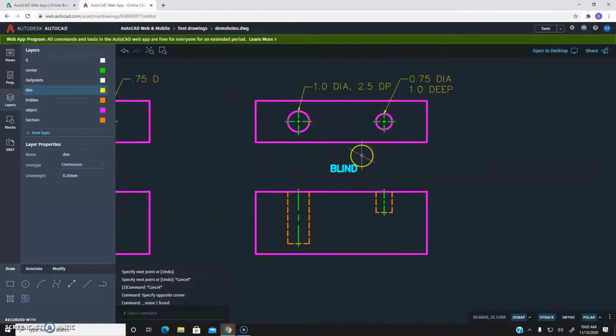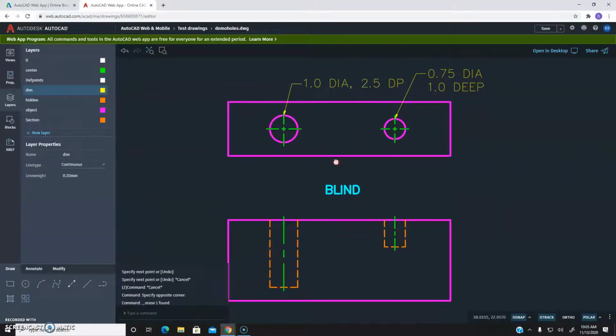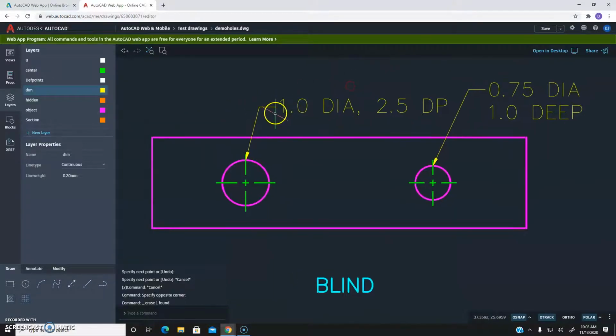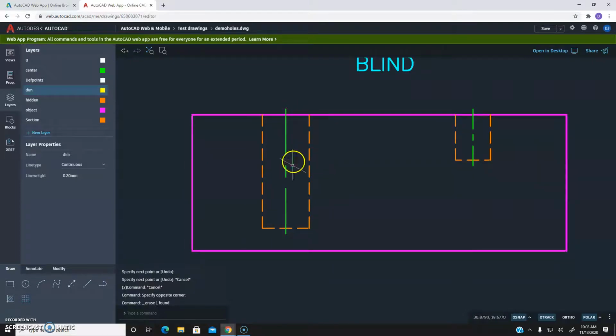Let's move over here to our blind hole. Blind hole, very similar to the through hole in that it's a single diameter. There's no change in the shape of the hole. However, we have a little bit more information in our callouts here. The first is 1 inch diameter, okay? And then it gives us 2.5 DP. That DP means depth. So that's telling us that this hole, from the surface where it starts to the bottom of the hole, is 2.5 inches in depth. So it does not go through our entire 3-inch block of material.